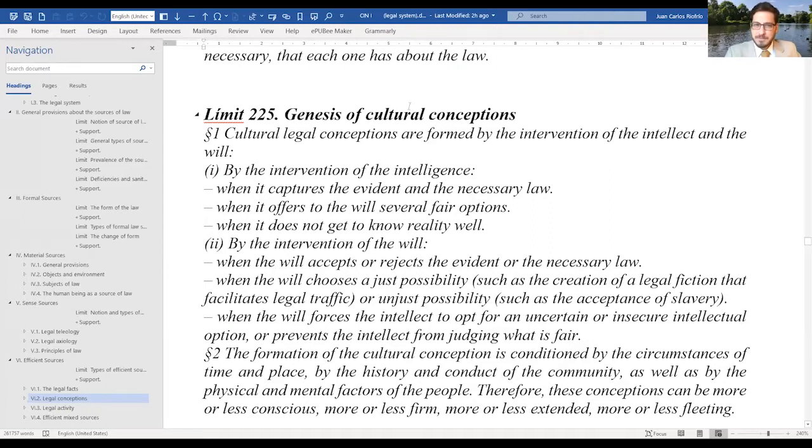I want to read this second part. But first, I want to explain to you the problem. The problem is that we are not angels. This is the problem. There is a role of the will in the intellect. The will many times pushes the intellect to resolve things in some specific way.